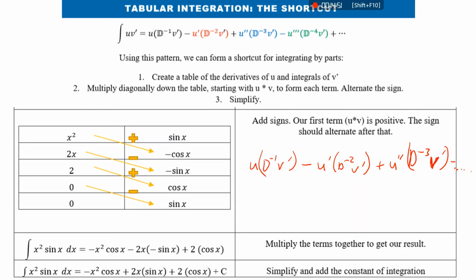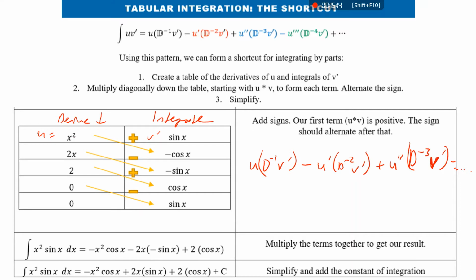Okay, so we always start positive, so if we just create our table where I've got my u and v prime, and then you work down, derive down for u and integrate down for v prime. Then you can connect your diagonals and alternate your signs from positive to negative.